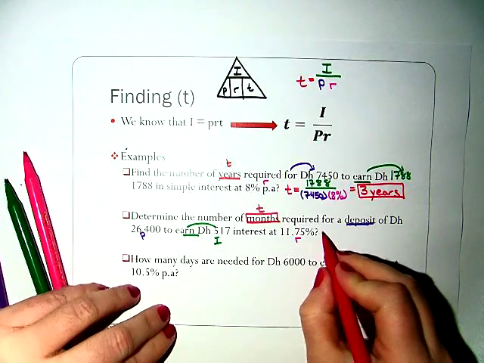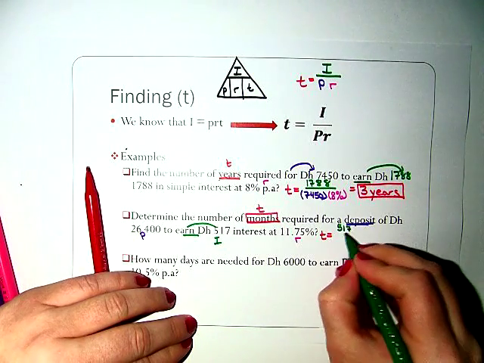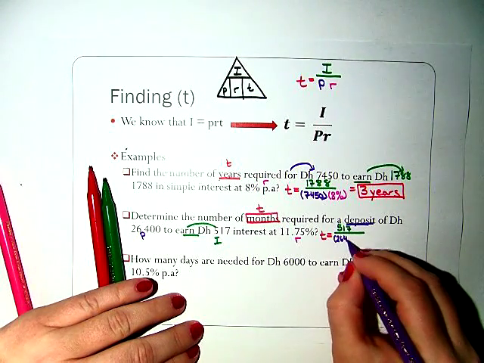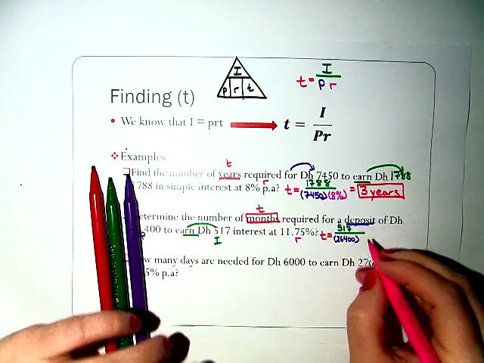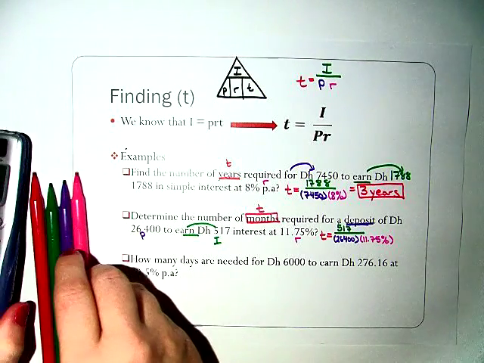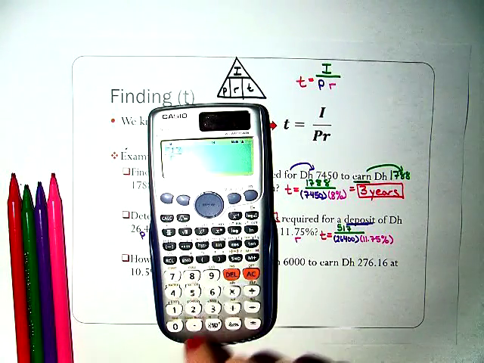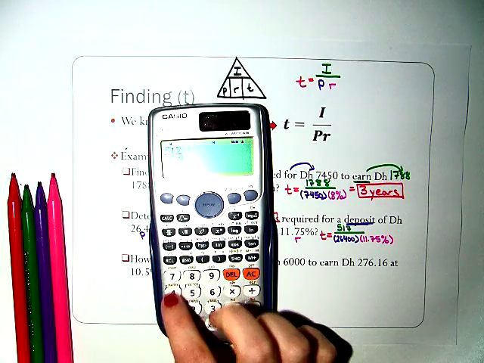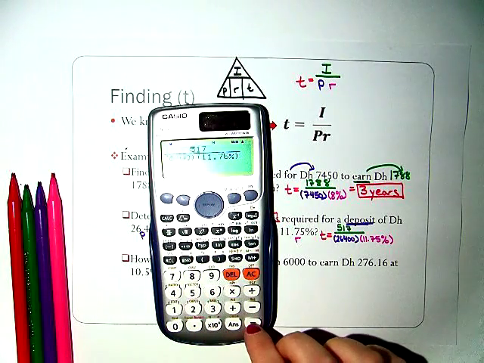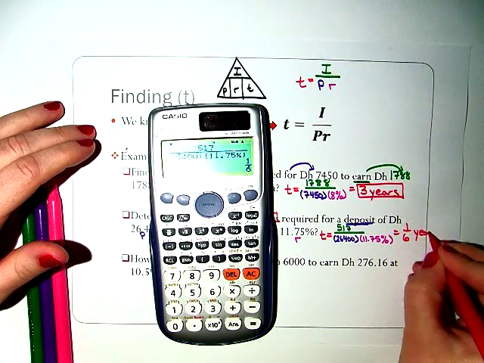So T equals 517 divided by 26,400 times 11.75%. We're going to put it in exactly as we see it on the paper. 517 is on top. On the bottom, 26,400 times 11.75%. And we get that the time is 1/6 years.